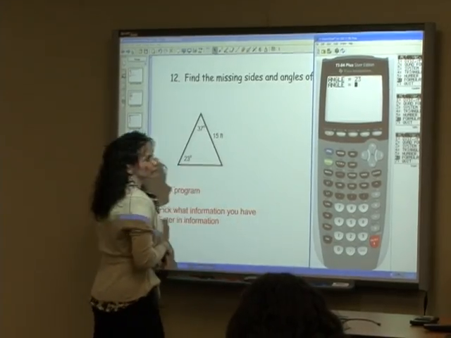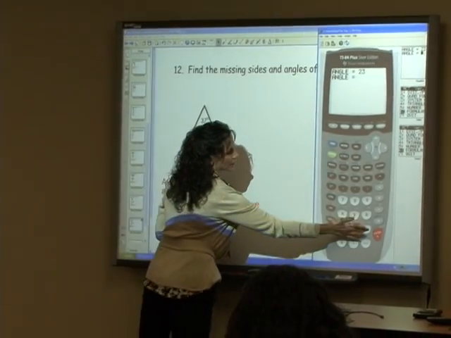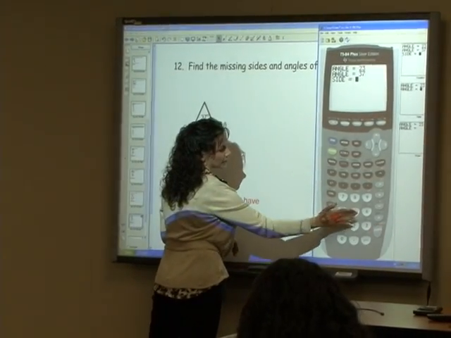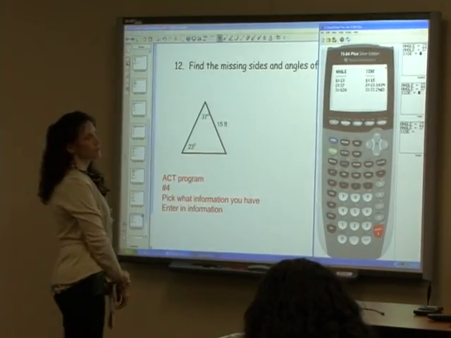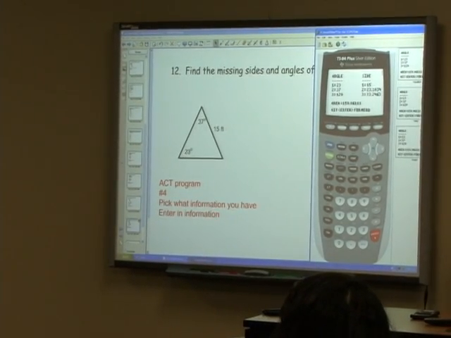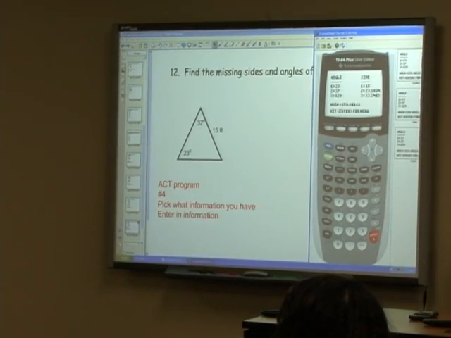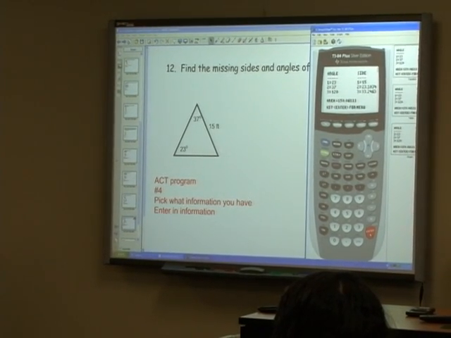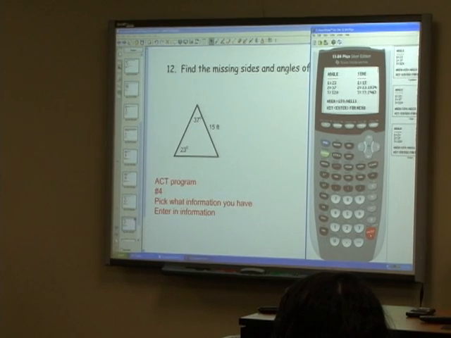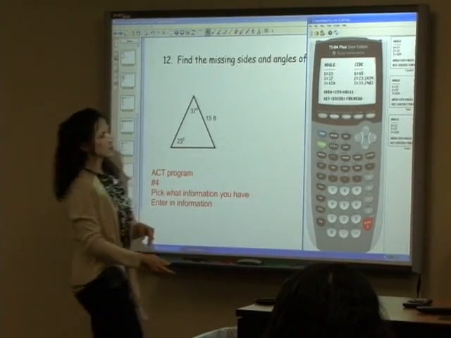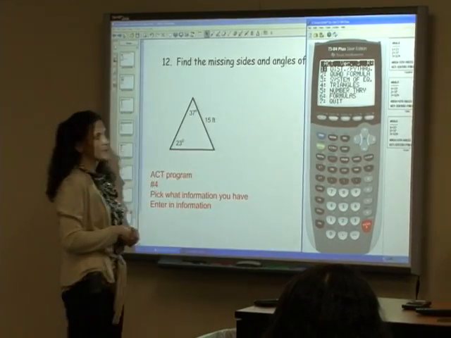23, 37, my side is 15. Gives me my other angle, my 3 sides, and the area of that triangle. Okay. I'm going to press enter to go back to my menu.